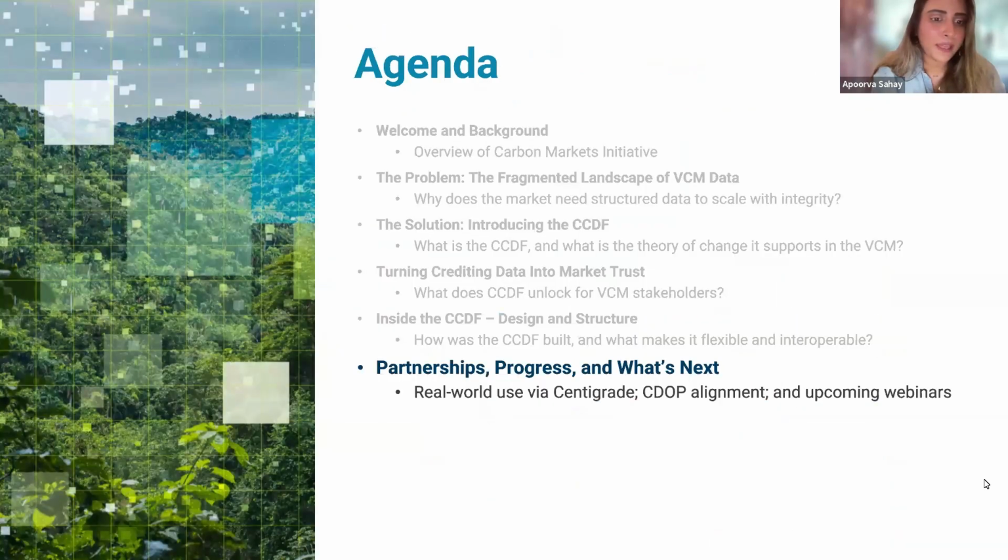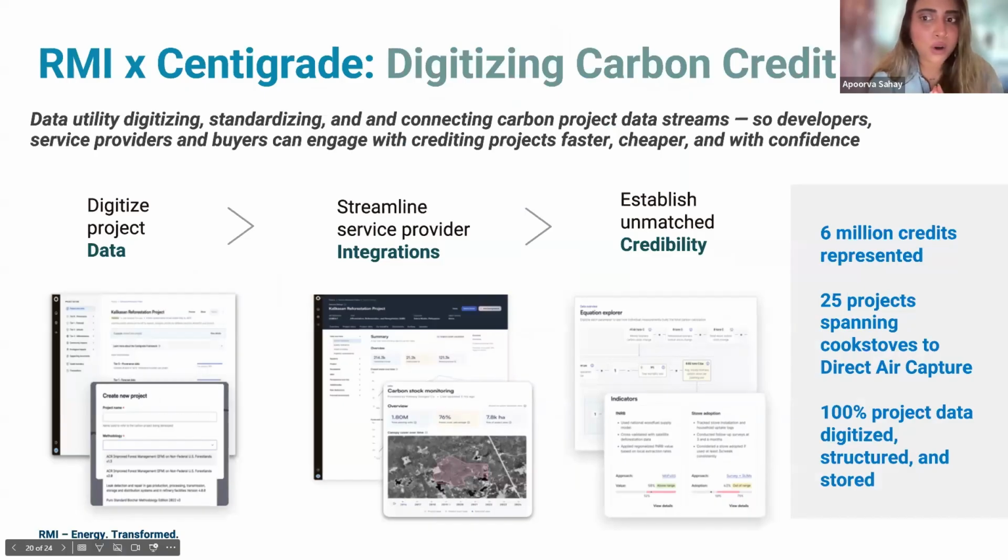Next slide, please. So finally, I'd like to wrap up by looking at how the CCDF is already being used. We're so excited that it's already put to use, and giving us insights and lessons across different user applications, and I'll also spend a moment on what's coming up next for its development. So on the slide here, you see RMI's relationship and partnership with the wonderful team at Cenegrade. Cenegrade is already using the CCDF to improve market transparency and make data-driven climate impacts easier to visualize and verify. They have already digitized the CCDF, and that's been used to showcase the climate impact of 6 million credits from 25 project types, ranging from cookstoves to DAC, or direct air capture.